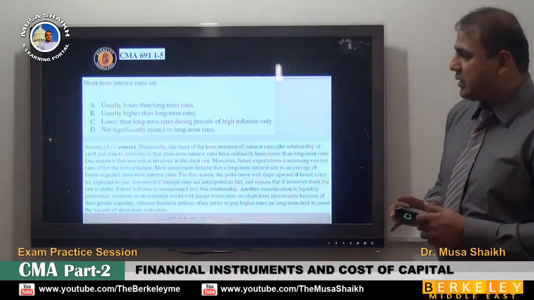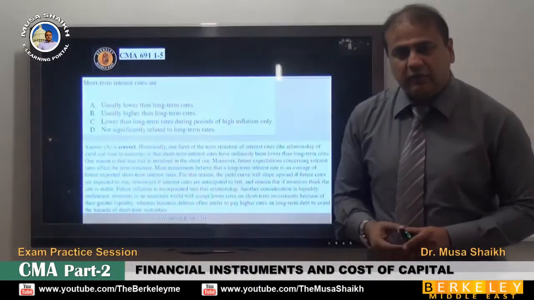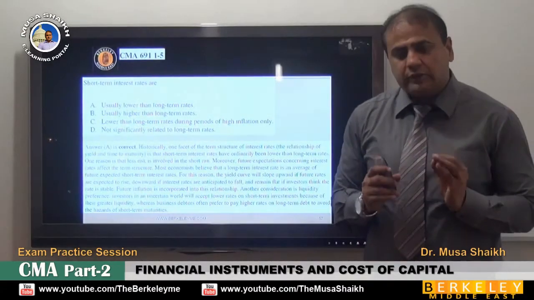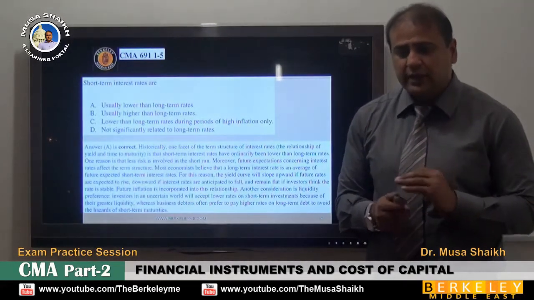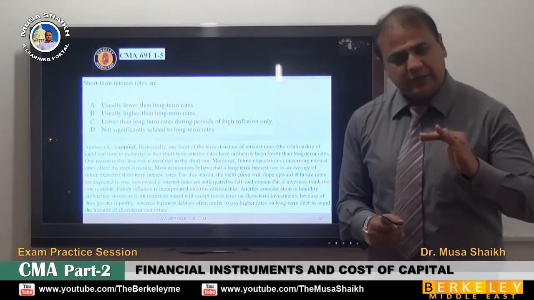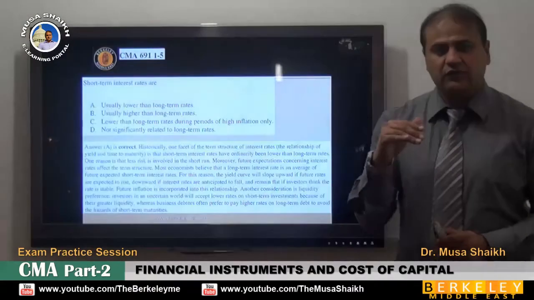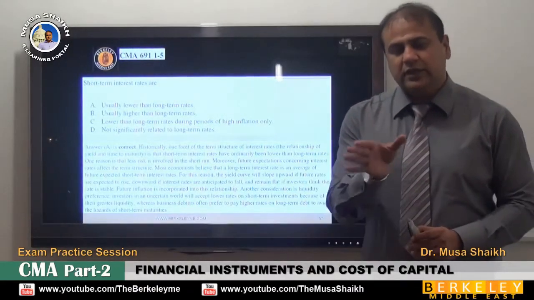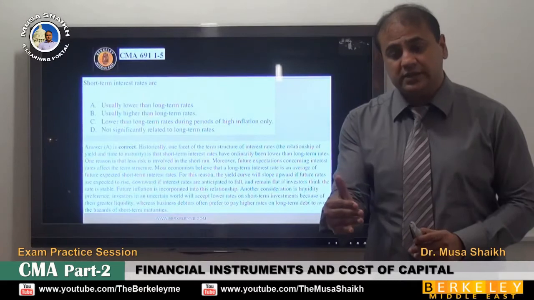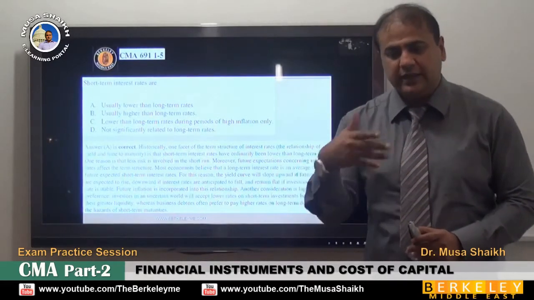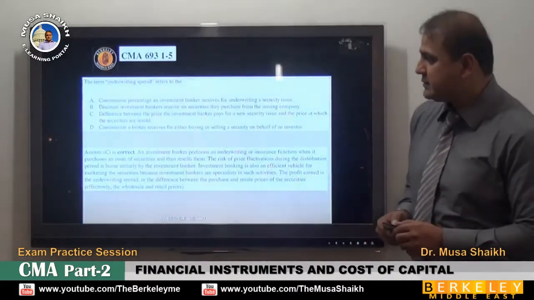Short-term interest rates are generally lower than the long-term rates. Why? Because in a normal situation, and what is a normal situation? When everything is going smoothly, the economy is good, people are living happily. If you go to a bank and want to invest for 3 months, 6 months, 9 months, your interest rate will be lower. If you want to invest for 3 years, 5 years, 10 years, your interest rate will be higher. This is the normal mechanism. So A is the right answer.